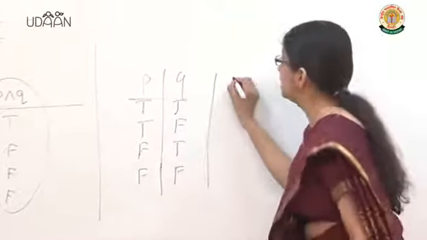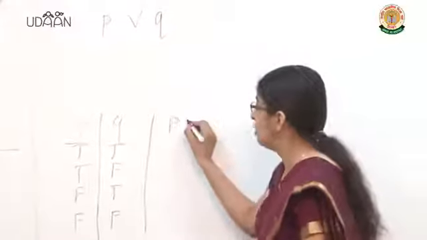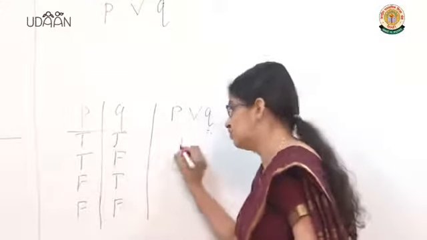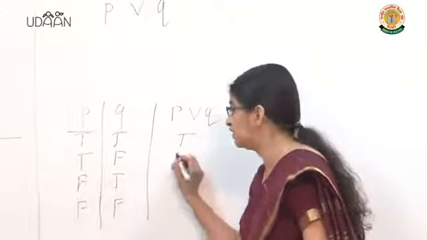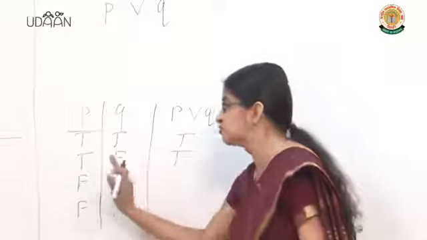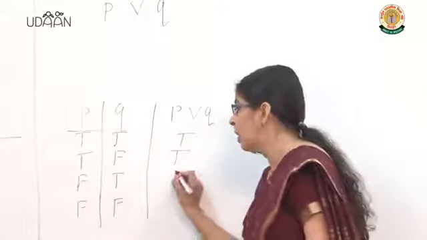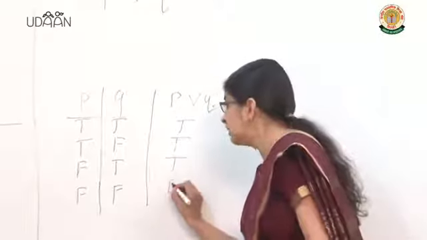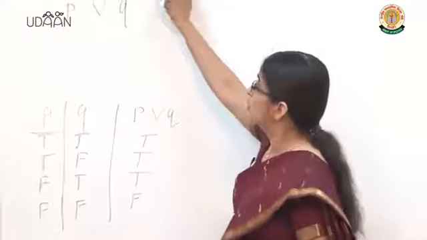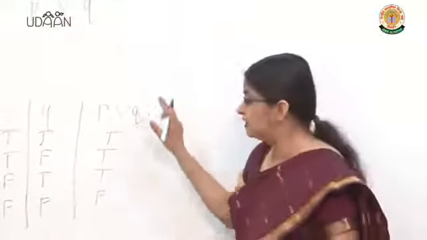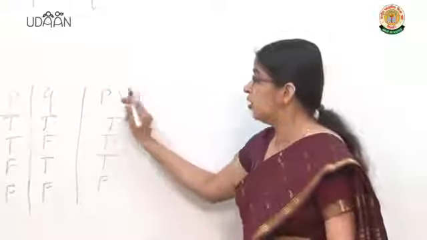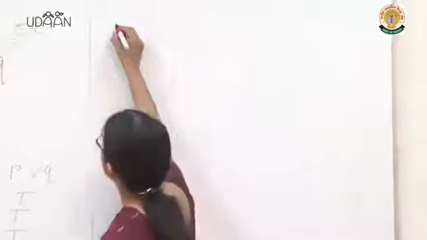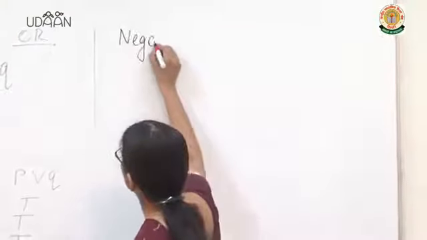Now we are going to make the truth table for P or Q. True or true is true. True or false is considered to be true, since either of them is true. False or true, either of them is true. False or false is false. That means the disjunction, the OR statement, is false only if both the components are false. Is it clear? The next connective is negation.